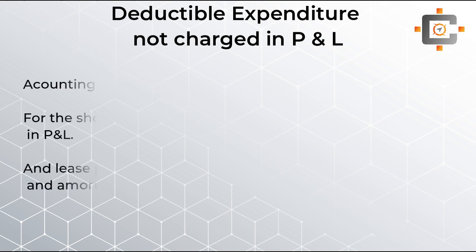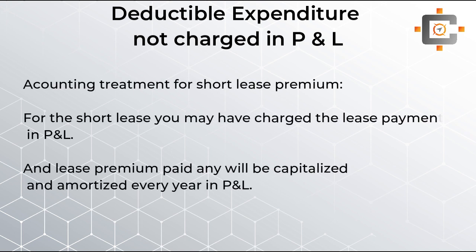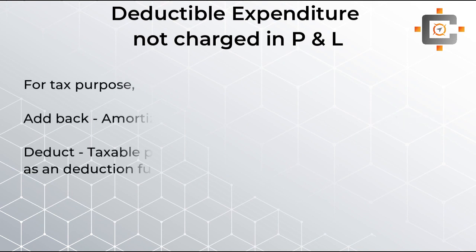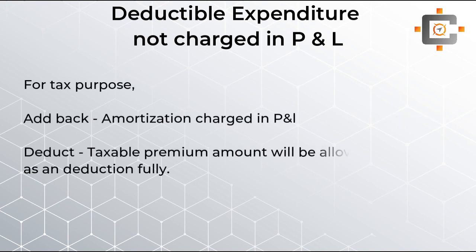The first one is, let's suppose, students, a short lease. If you have taken a short lease, then what will happen? Whatever lease payment you are going to make, you will record it in the P&L as rental expenditure, because that is the lease payment. But any premium you have paid on the short term lease, students, that particular premium you will capitalize, and then over a period of time you will amortize it in the P&L. But for tax purposes, students, amortization of that premium will not be allowed.